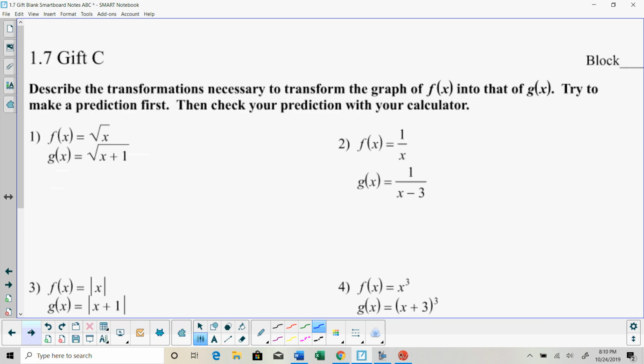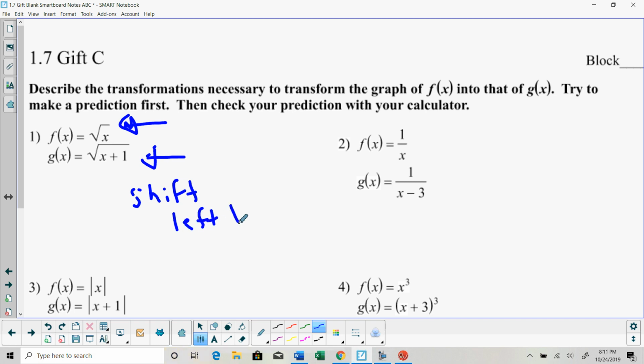All right, I'm going to go on to gift C just to practice a few of these. For gift C, it says, describe the transformations necessary to transform the graph of f of x into that of g of x. Try to make a prediction first, then check your prediction with your calculator. So if square root of x is our parent function, then what effect would it be if I have square root of x plus 1? I hope that you're recognizing that that's going to be a shift, because something's being added or subtracted, and it's going to be a shift to the left one.